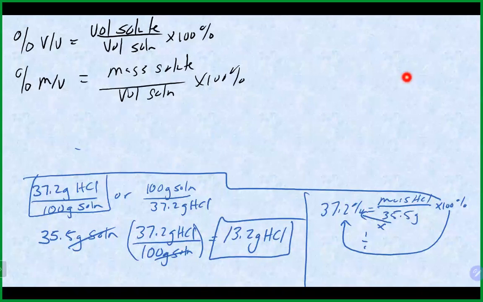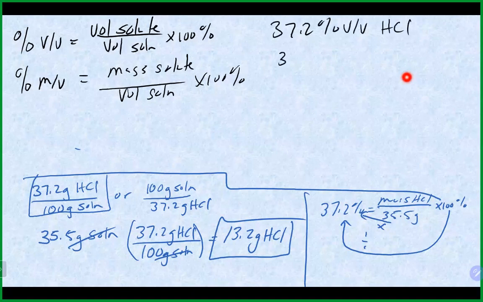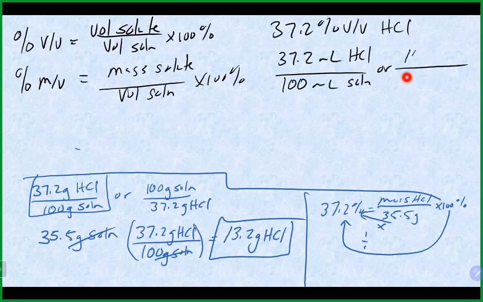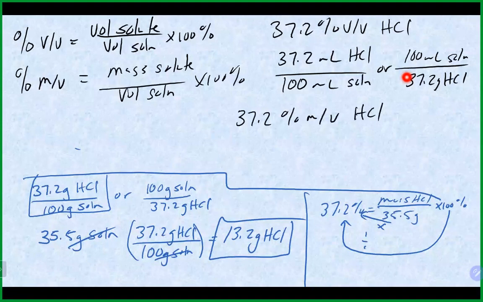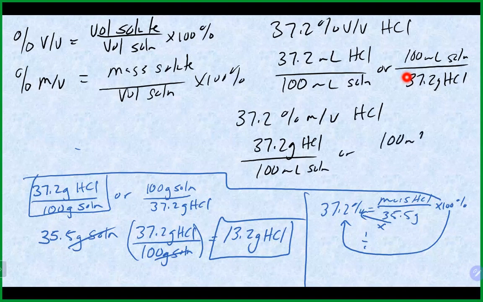So if you had a 37.2% by volume HCl solution, that basically means you have 37.2 milliliters of HCl in 100 milliliters of solution. Or you could flip it around and say 100 milliliters of solution contains 37.2 milliliters of HCl. And same thing if you had a 37.2% mass to volume HCl, that would mean you have 37.2 grams of HCl over 100 milliliters of solution, or in 100 milliliters of solution, you have 37.2 grams of HCl.